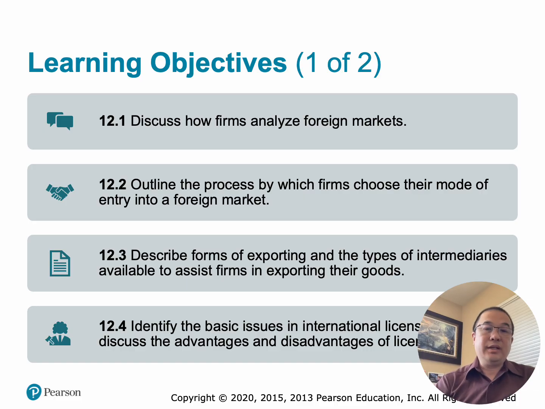The advantages would include low investment, fast market entry, and low political risk. So this is useful when local regulations restrict foreign ownership. The disadvantages, however, are less control, the quality may vary, potential loss of technology or intellectual property, and the future competitors may emerge.